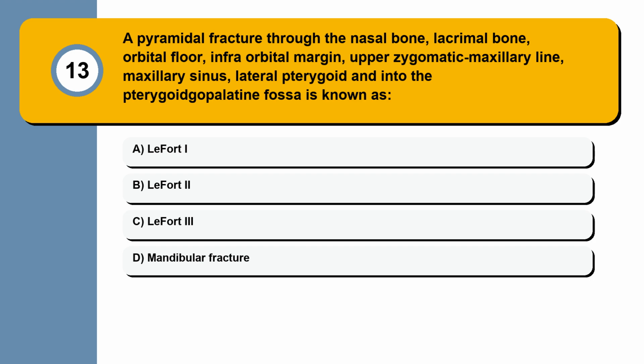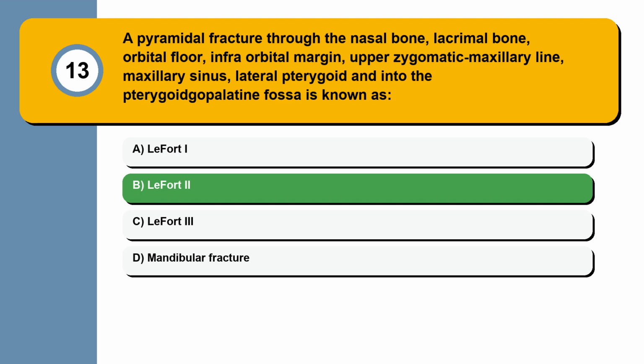Question 13. A pyramidal fracture through the nasal bone, lacrimal bone, orbital floor, infraorbital margin, upper zygomatic maxillary line, maxillary sinus, lateral pterygoid and into the pterygopalatine fossa is known as Le Fort I, Le Fort II, Le Fort III, mandibular fracture. Le Fort II.